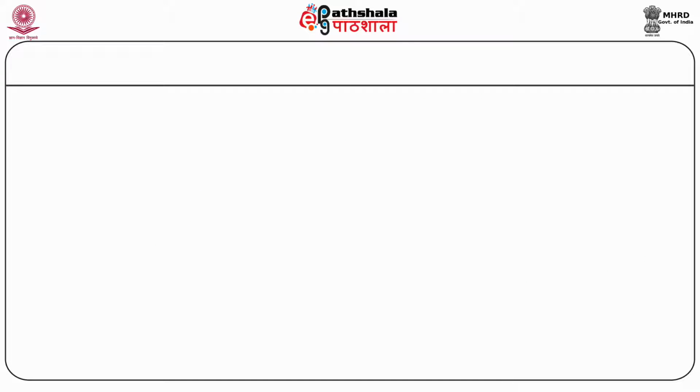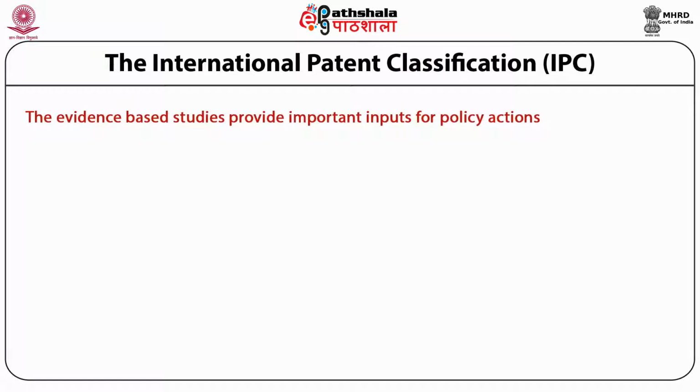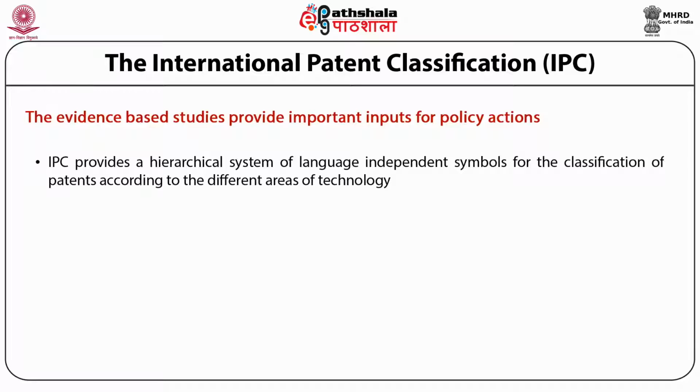Friends, now we are looking at further details of the patent classification. As you can see, it is called International Patent Classification, IPC. This is the most common classification used in a patent document. This classification allows us to search the patent and also find in which technology area the patent has been filed. IPC provides a hierarchical system of language-independent symbols for the classification of patents according to different areas of technology.